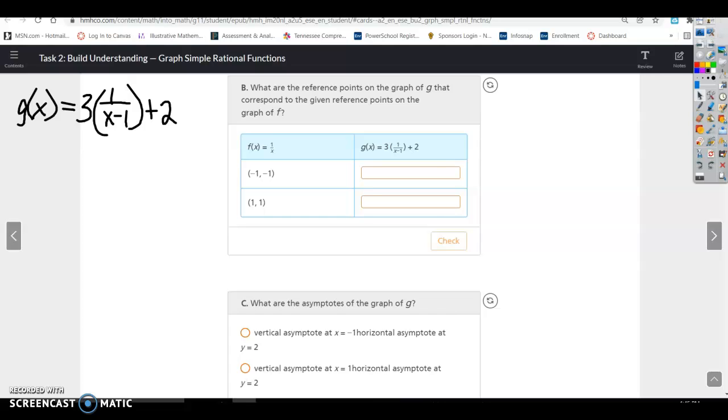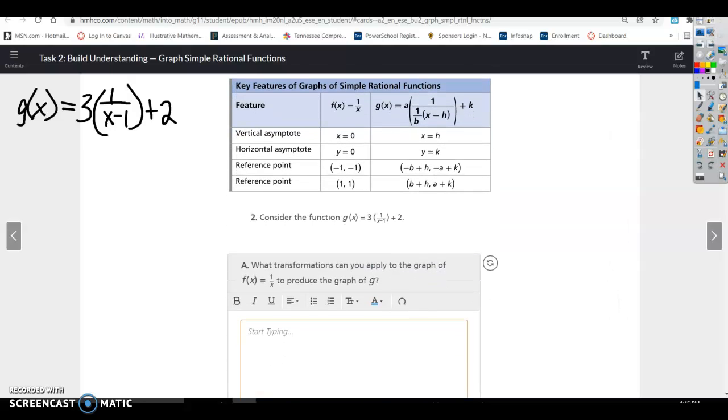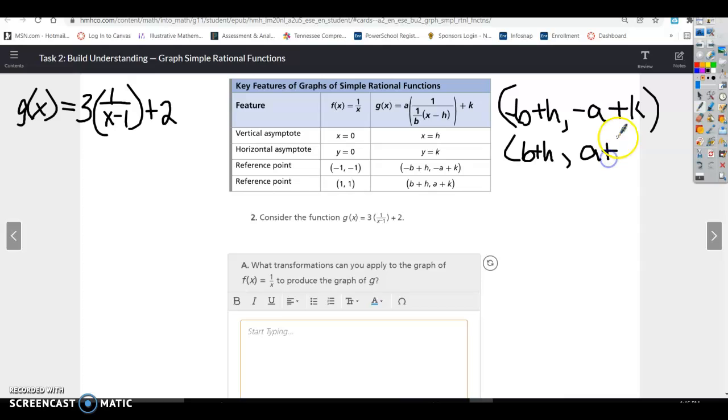All right, now it says, what are the reference points on the graph of g that correspond to the given reference points on the graph of f? All right, so if we go back above, we're also given the reference points here. So let's look at our reference points. So the first reference point is going to be negative b plus h, and negative a plus k. So this is your x and y. This is just an ordered pair. And then we've got b plus h, and we've got a plus k. So that's how we're going to find our 2 reference points.